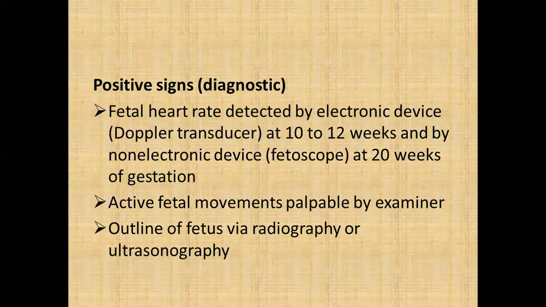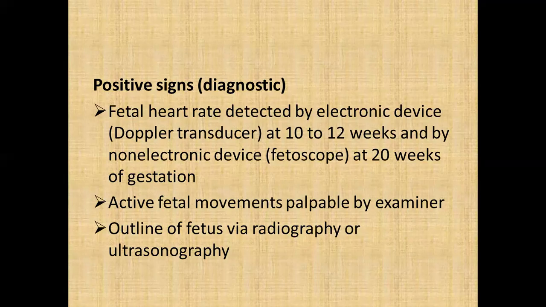And with what you call your fetoscope, you should be able to use it at 20 weeks. So understand that at 12 weeks, you cannot use the fetoscope to assess the fetal heart rate. If someone comes and is pregnant, and at 12 weeks you try to use the fetoscope to assess the fetal heart rate, you are not going to get it. What you should use is the electronic one, which is the Doppler transducer.